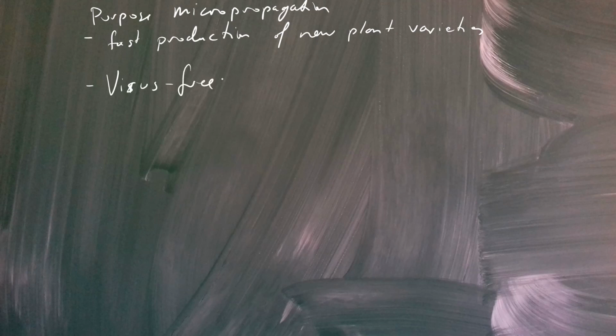Virus-free. There are plant viruses. Okay, and basically you can produce virus-free plants, and these viruses might reduce plant growth. So it's also good for agricultural purposes, right? And for example, it's not only fast, but you can also produce large numbers.